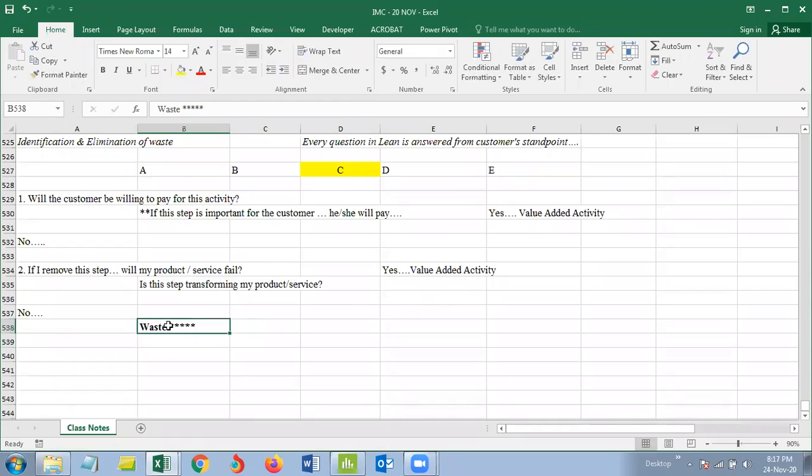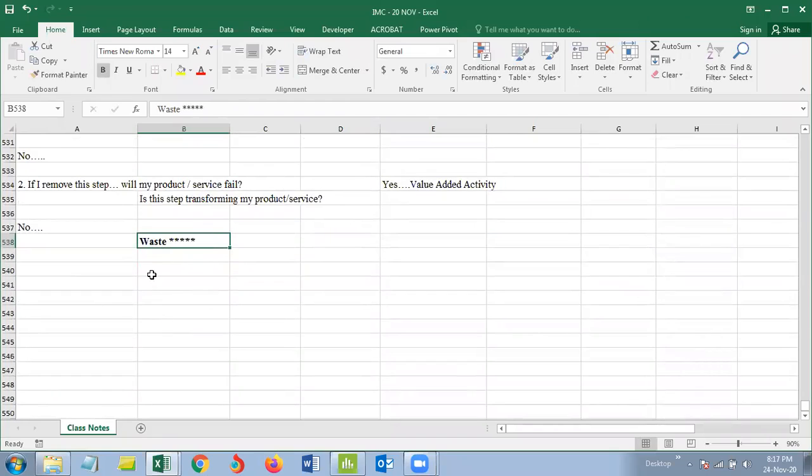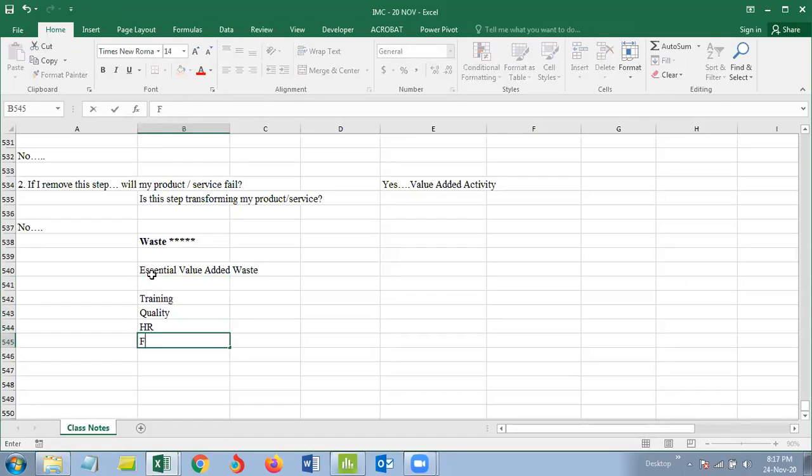But can I remove all the waste? The answer is no. Waste will further be classified into two types. One is essential waste, basically essential business waste. This is still a waste. Neither does the customer want it, nor is it an important step, and even if you remove it, the process will not fail, but you can't remove it. These are essential wastes. It's important to have this waste. You must have this waste, like training, quality, HR, finance, and so on and so forth.